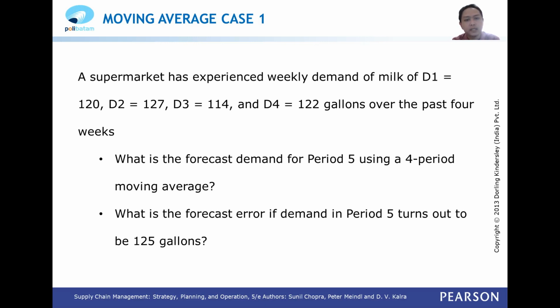And the question is, what is the forecast value for the demand in the 5th week? And here we use a moving average. And the second question: what is the forecast error if demand in period 5 turns out to be 125 gallons?